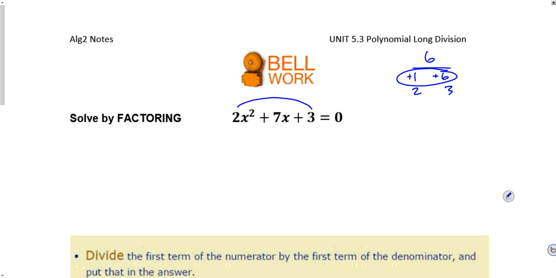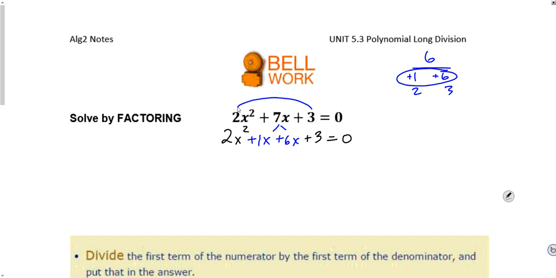So the thing about complex is we're actually going to rewrite the problem into a grouping question. Grouping is the only one that uses 4 terms. So the 2 numbers that we found here, we actually swap them out with that 7. So this becomes plus 1x and then plus 6x. We'll bring the first one and the last one down.